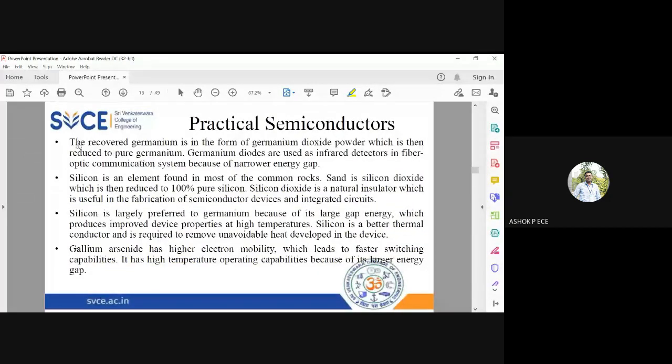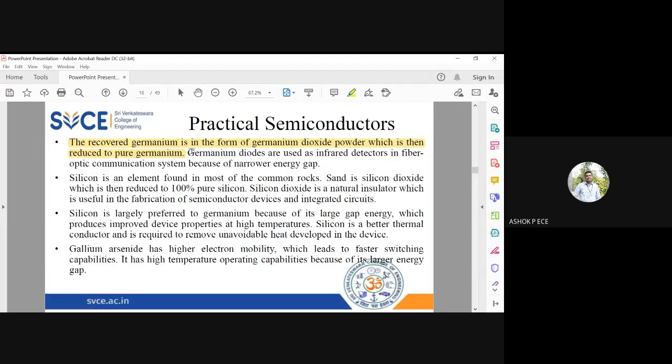Whatever germanium you get will be in the form of germanium dioxide only. From germanium dioxide, you have to remove the oxygen and make it germanium. That is called reduction. Oxidation and reduction, right? When you remove oxygen, the process is called reduction. So germanium dioxide is available in nature, and if you want to produce germanium, you apply the reduction process and convert germanium dioxide into germanium.